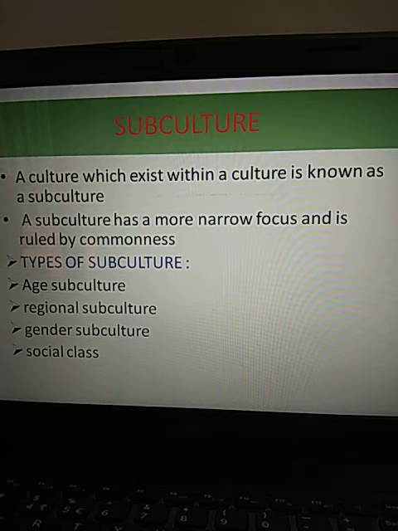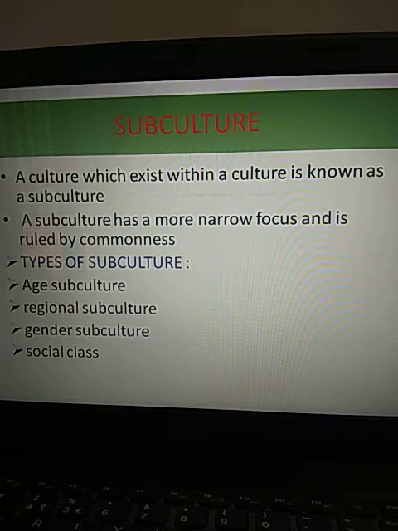The next we are going to discuss is the subculture. Every culture will have some distinguished subparts, that is, the subculture. Again, the people who have the same kind of habits, psychological behavior, and decision making process become a subculture. So how do you define a subculture? A culture which exists within a culture is known as the subculture.